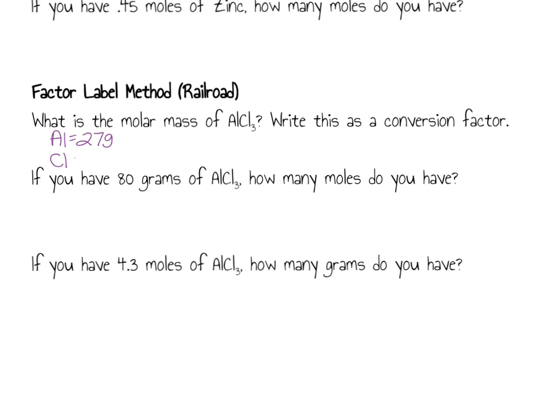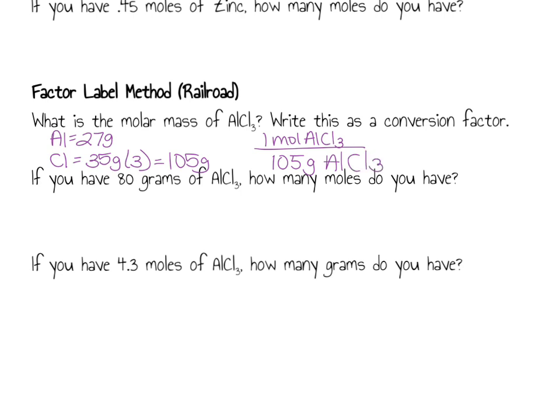And then I'm going to look at chlorine, and that's 35 grams. And I have 3 of those, so I'm going to multiply this times 3. So I have 105 grams worth of chlorine for every 27 grams of aluminum. So if I wrote this as a conversion factor, I could write 1 mole of aluminum chloride is equal to 105 grams of aluminum chloride.